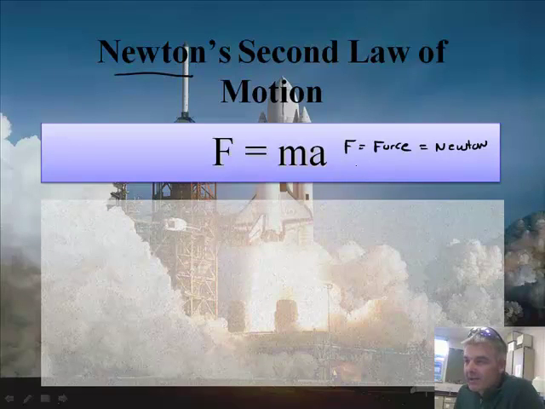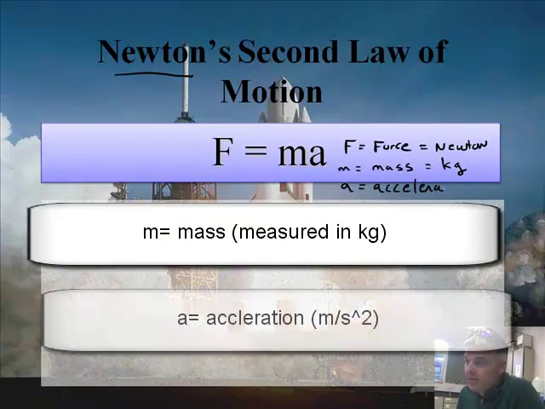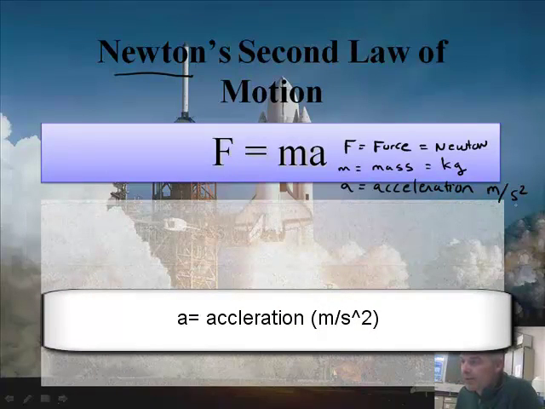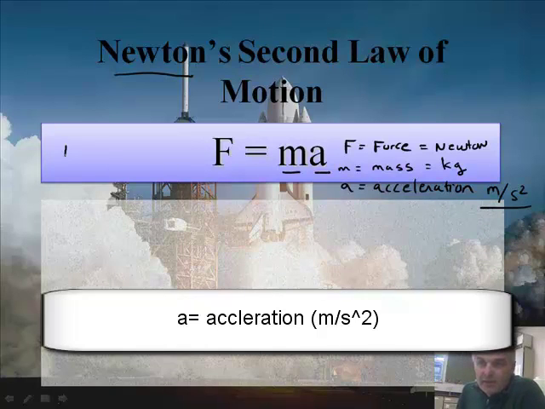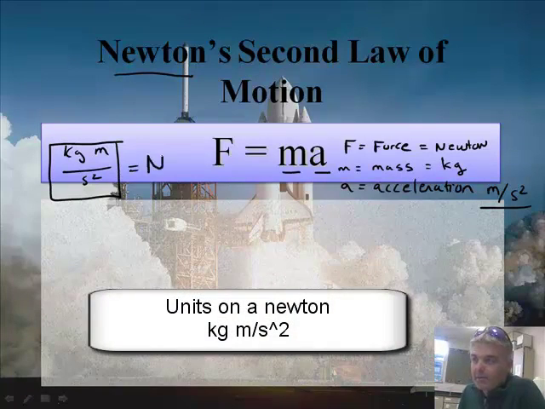m is mass, and mass is measured in kilograms. And acceleration, a, is acceleration, and that's going to be meters per second squared. So now if you think about it, if you have an m times an a, then that will be a kilogram times a meter over a second squared. That's actually the unit for a Newton. That's called a Newton, or capital N.